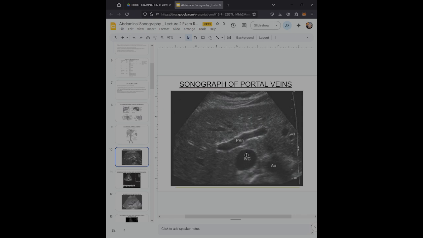So this is what would happen if you get the IVC and the aorta in short axis. You will get the portal vein in long axis. And I believe the reverse is true.